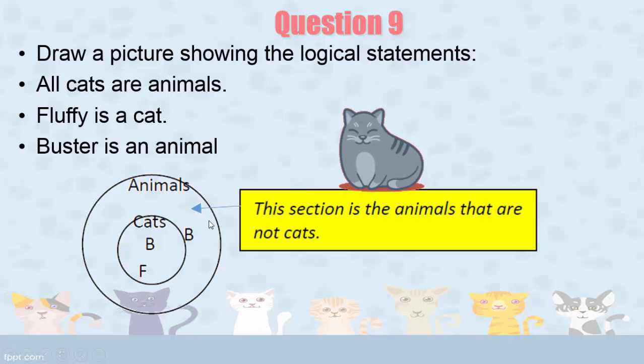But Buster is an animal, and it could turn out that Buster is a cat. So Buster could be the name of a cat, or Buster could be the name of, let's say, a snake. A snake is an animal, but a snake certainly is not a cat.